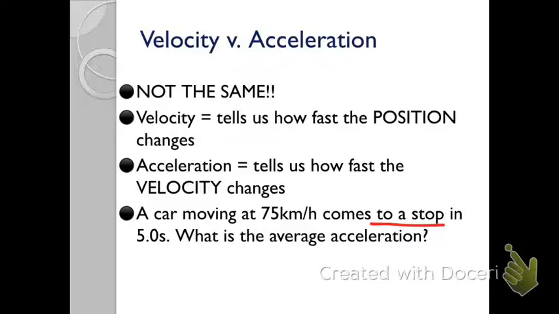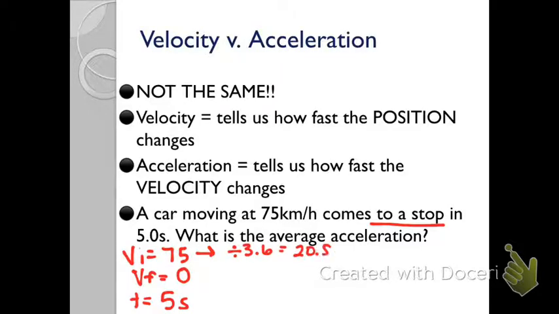So you don't have to write this one down, but let's see here. My initial velocity is 75. My final velocity is 0. My time is 5 seconds. This needs to be converted from kilometers per hour to meters per second. And so the shortcut to go from kilometers per hour to meters per second is what? Divide by 3.6, and I get 20.8 meters per second.